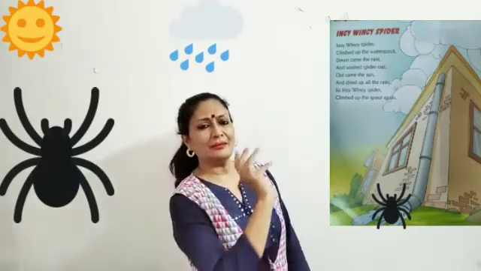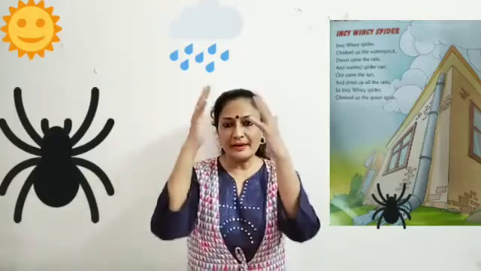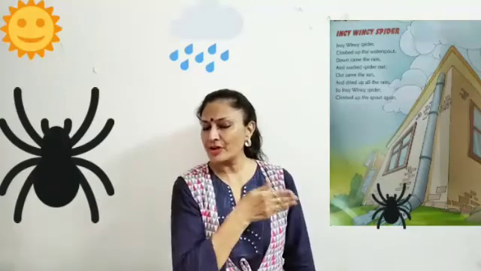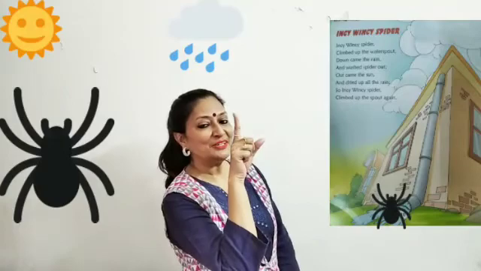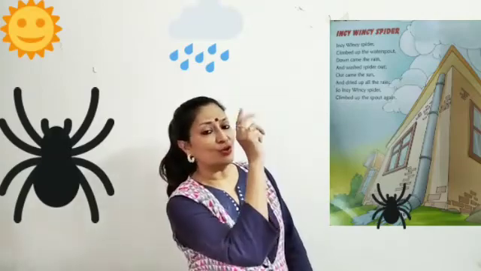Now let us revise the poem Incy Wincy Spider. Incy Wincy Spider climbed up the water spout. Down came the rain and washed Spider out. Out came the sun and dried up all the rain. So, Incy Wincy Spider climbed the spout again.